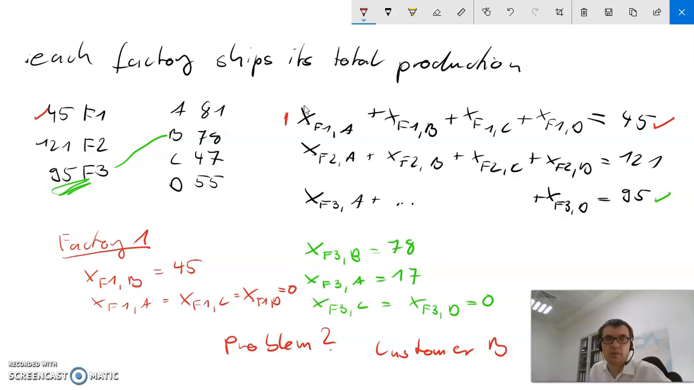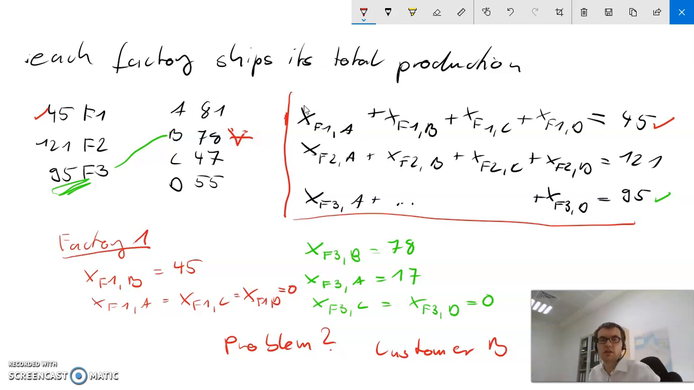We get too many products at customer B. Therefore, these types of constraints are not enough to describe our mathematical model. We need to add additional constraints.